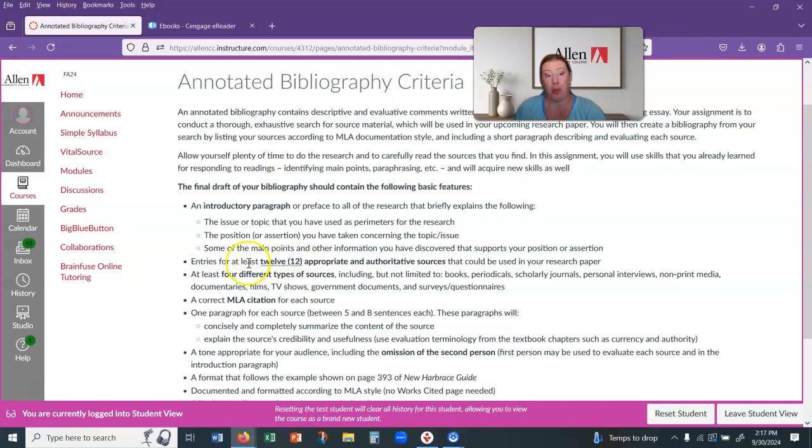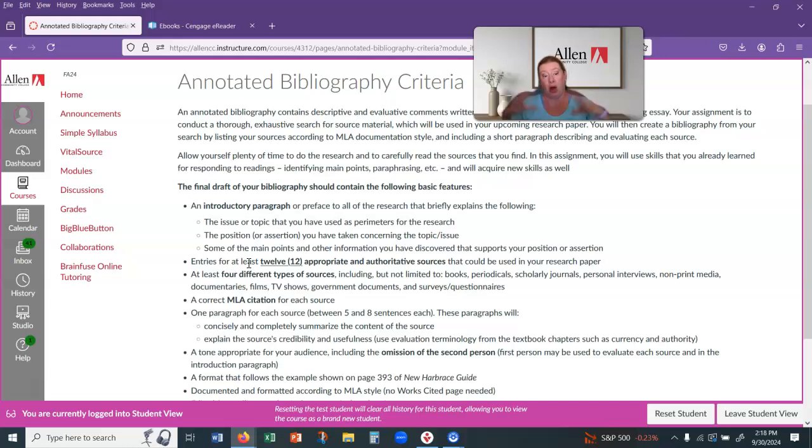So once you have that introductory paragraph done, then you have at least 12 sources that you'll include about your topic. These are sources that could potentially be used in your research paper. That does not mean that you have to use them. Obviously you have not written the paper yet, so these are all just planned ideas for your research paper.